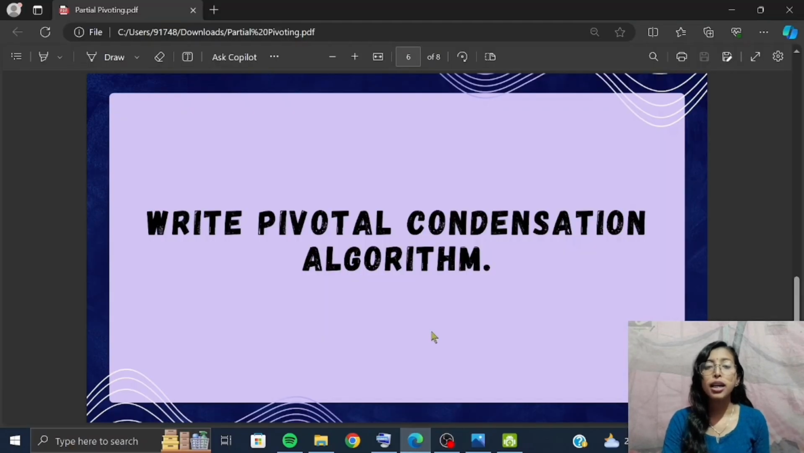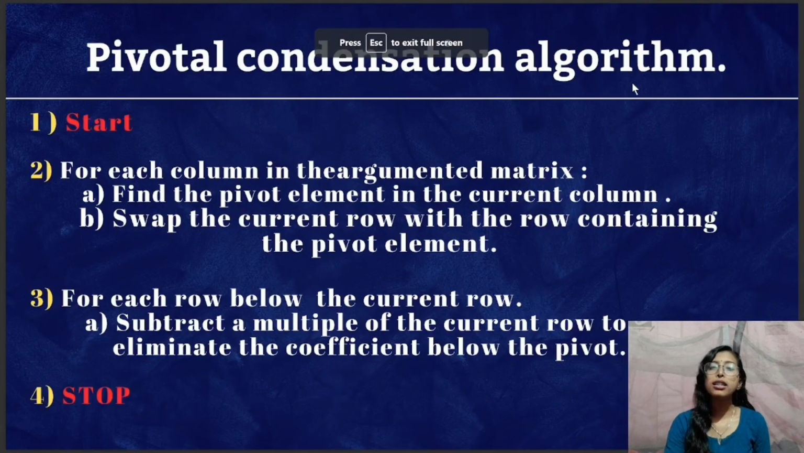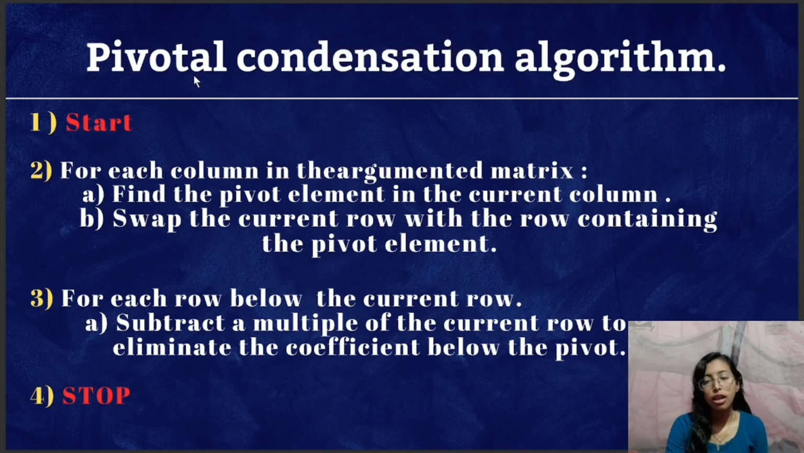Now let's see the partial pivoting condensation algorithm. We have to write the algorithm for it. Pivotal condensation algorithm. The first step is to start. As we all know, every algorithm starts with the first step, that is to write start. And the second step is, for each column in the augmented matrix, find the pivot element in the current column.